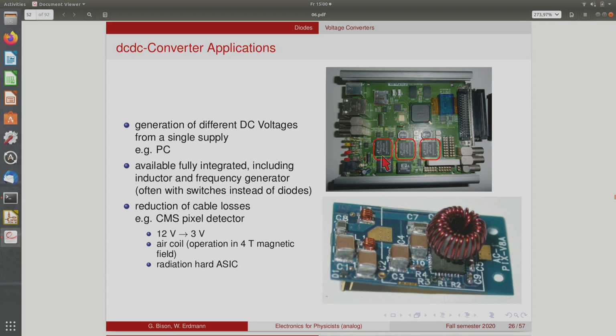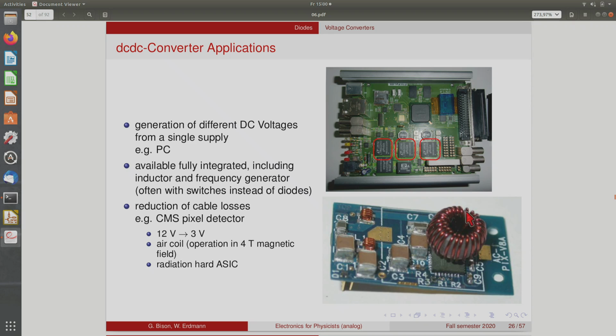They're so frequently used that you can find the whole circuit now in integrated circuits that have the chopper and the diodes there, or often they have switches instead of the diodes also. They have the frequency generators all together in an integrated circuit, and you can use them. The only thing you have to provide is usually an inductor. Sometimes they even have an inductor inside, but often you have to provide an external inductor. And here's an example of a relatively bulky inductor, which is used in our experiment.